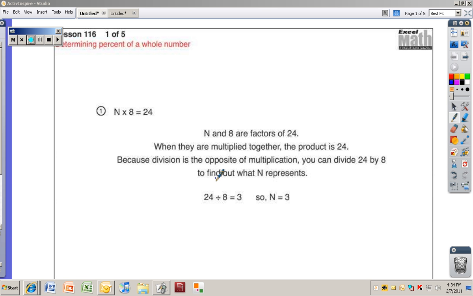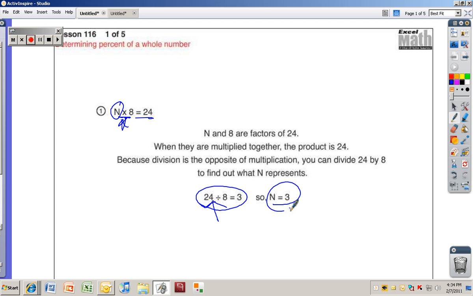N times 8 equals 24. N and 8 are factors of 24. Make sense? Because the factors of 24, if you multiply two numbers together, that equals 24. When they are multiplied together, the product is 24. That's what it shows you right there. Because division is the opposite of multiplication, you can divide 24 by 8 to find out what n represents. Does this make sense to you, that the way you get this missing number n is 24 divided by 8? Easy cheesy so far. So n is equal to 3.